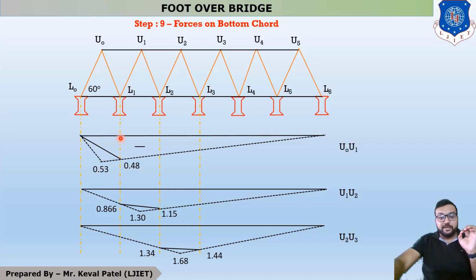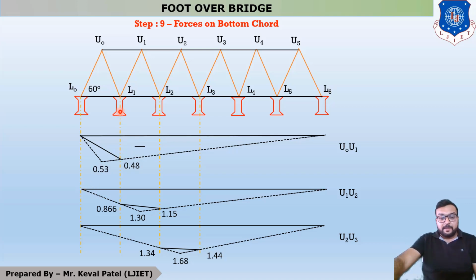Then you have to find the value at this point, where the distance is 15 meter. The equation is: for 16.5, the value is 0.53. Then what is the value for 15 meter? The answer is 0.48.